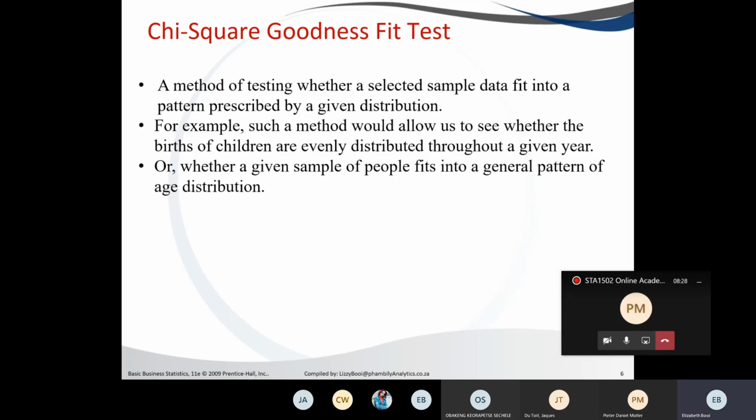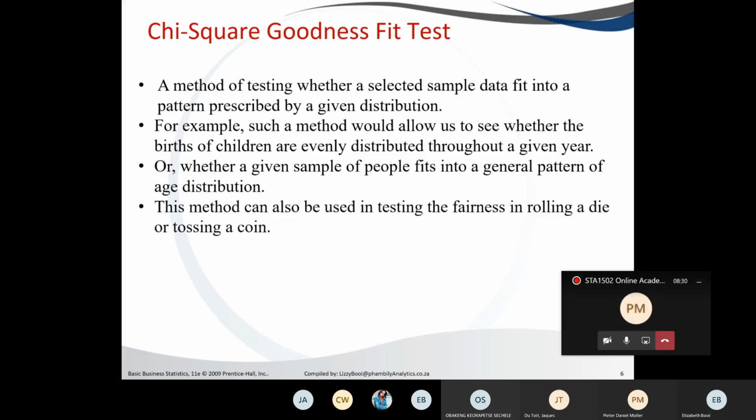Like I said, we can also look at the age, and this method can also be used to test if something is fair. For example, we can test the fairness of rolling the die or tossing the coin. We can use a chi-square distribution because every time you roll that die, you can count how many times it falls on some number, or head or tail, and you record those, and then you test whether they follow a chi-square distribution.